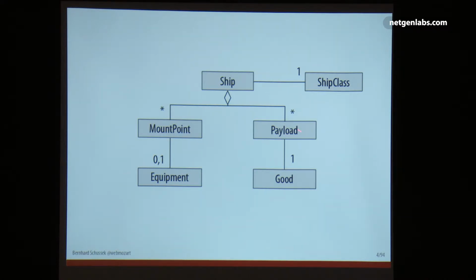All right? And every ship can have payload items as well. And it's basically the same as mount points. A payload is the combination of some good, like iron or gold or whatever, and the mass, which is stored in the property of the payload class. So for example, if the property contains 10, that would mean 10 tons of whatever good is associated. All right?